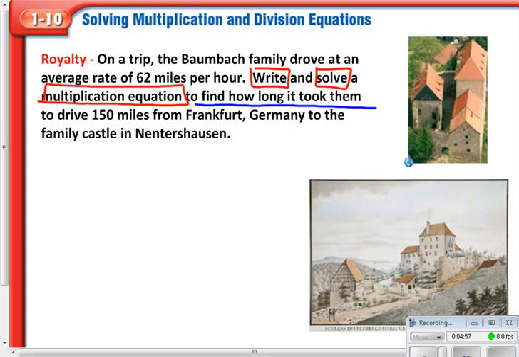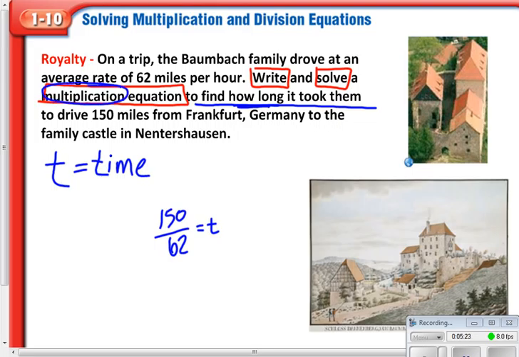We do not know how long it took them. Therefore, we assign a variable. How long is talking about a time, so I will use T for time. Now, a lot of people in this problem think, oh, I know what to do. I need to take my mileage, 150, divided by 62, and that's going to give me my time. Yes, that is an equation, but it is not a multiplication equation. That is a division equation. So we need an equation with multiplication.